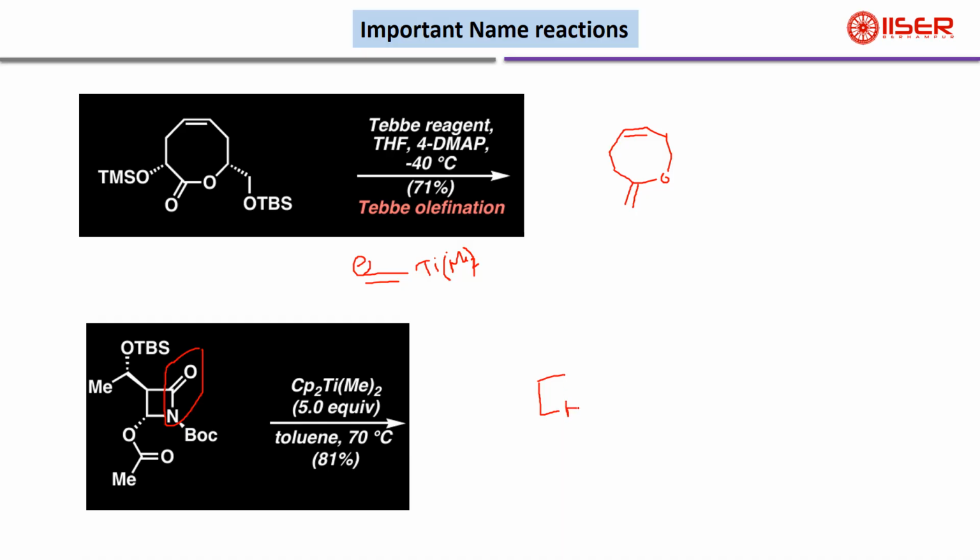But here the Tebbe reagent has been added in excess, because 5 equivalents have been added. That means both the carbonyls will be olefinized. Now suppose you are given one equivalent, then what would react? The amide would react faster than the ester. As here the reagent is in excess, 5 equivalents, it will olefinize both the amide and ester.